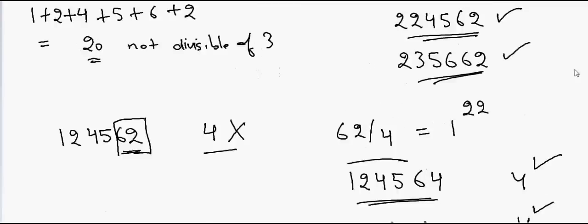But we did the test before and we find out that the sum, if I go back here, the sum was 20. So if I add all these numbers together, the sum was 20. So 1 plus 2 plus 4 plus 5 plus 6 plus 2 was 20, and 20 is not a divisible of 3. So this is not a divisible of 3, so that's why this number should not be evenly divided by 6.